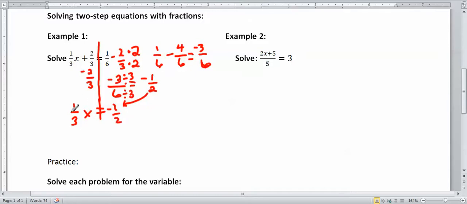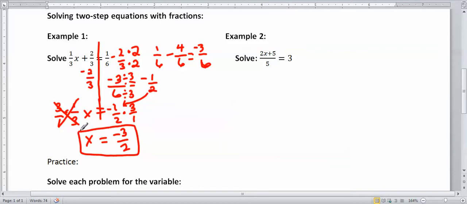To get that 1/3 off the x, remember I'm going to multiply by the reciprocal, so I need to flip the fraction. I'm going to multiply by 3/1 on both sides. Remember, whatever I do to one side, I have to do to the other. That becomes 1, so I'm left with just x, then negative 1 times 3/1. Remember, for multiplying fractions, just multiply across the top, multiply across the bottom. Negative 1 times 3 is negative 3, 2 times 1 is 2. So my answer is x equals negative 3/2.